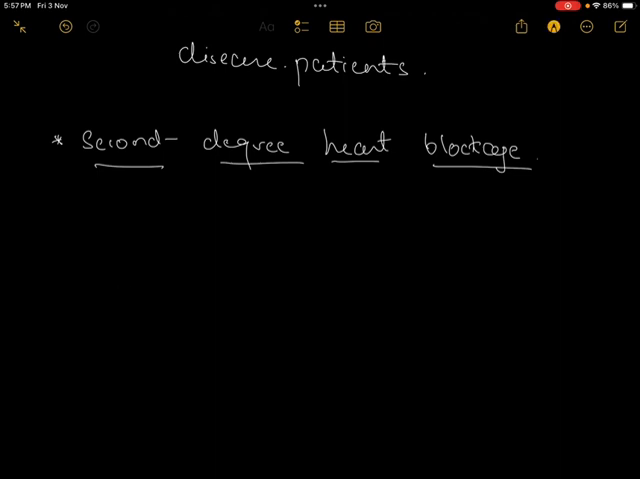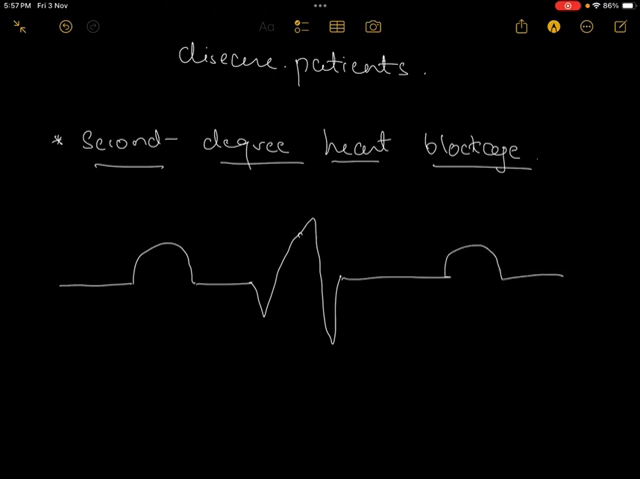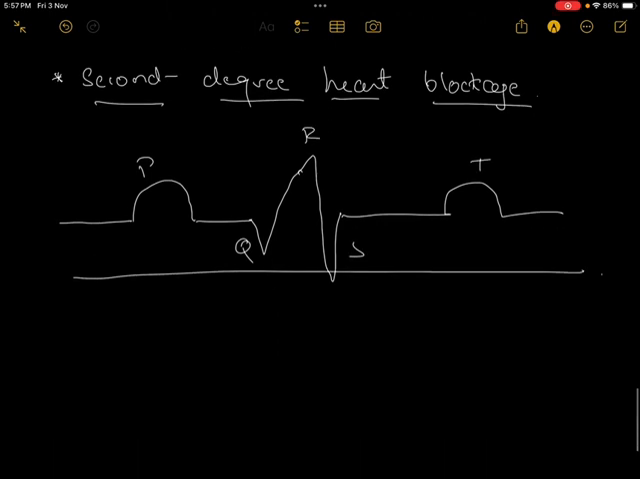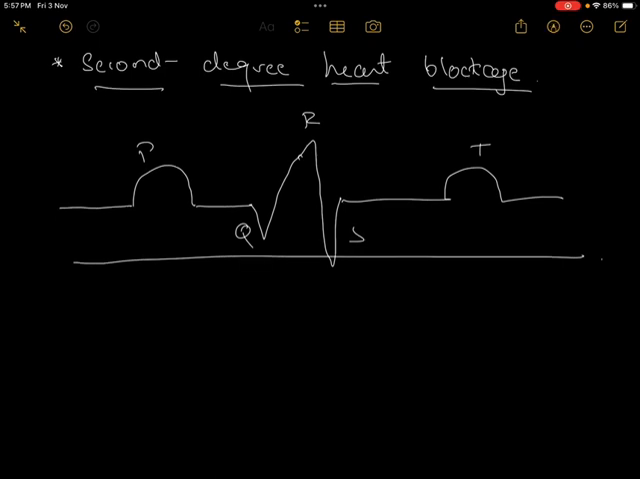If we see in the aspect of ECG report, let us take a normal ECG report as I have mentioned above. This is the P wave, and I'll draw it in a blind manner: P, Q, R, S, T. This is the normal ECG report. So how do we classify if a patient has got second degree heart blockage?